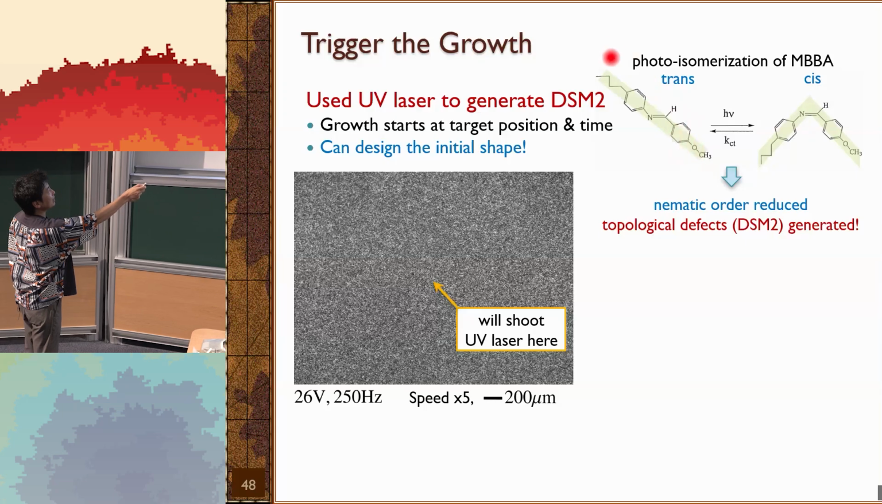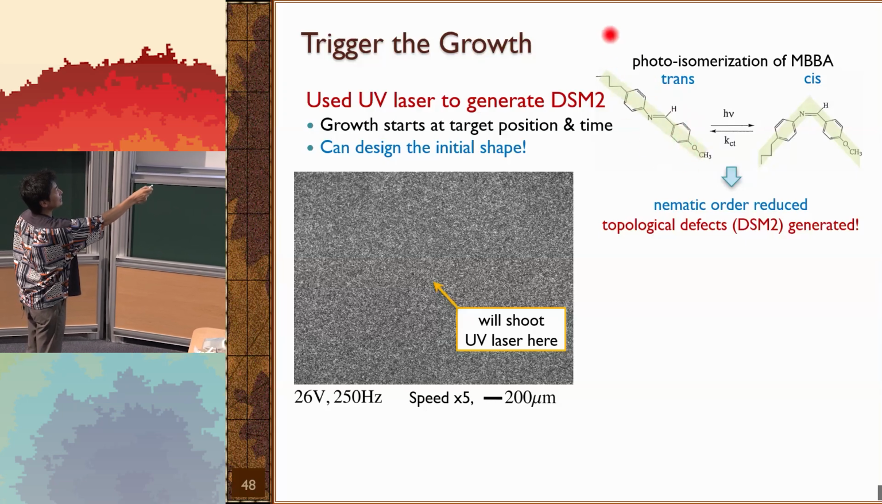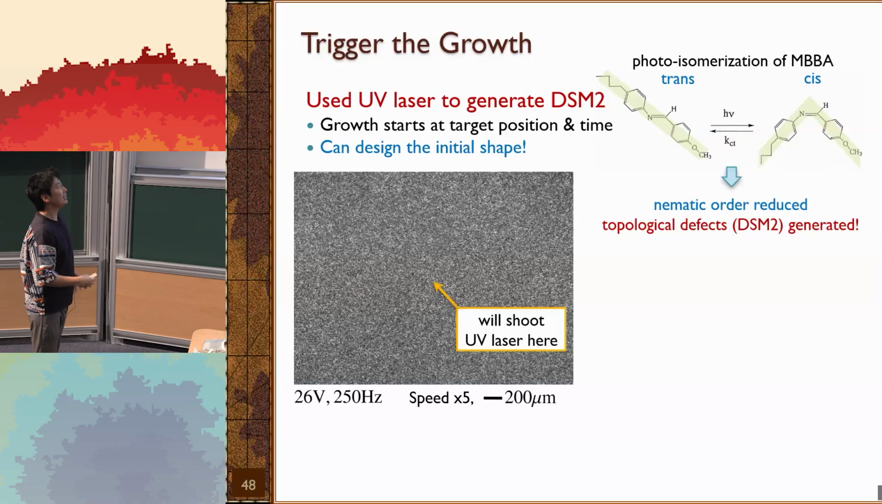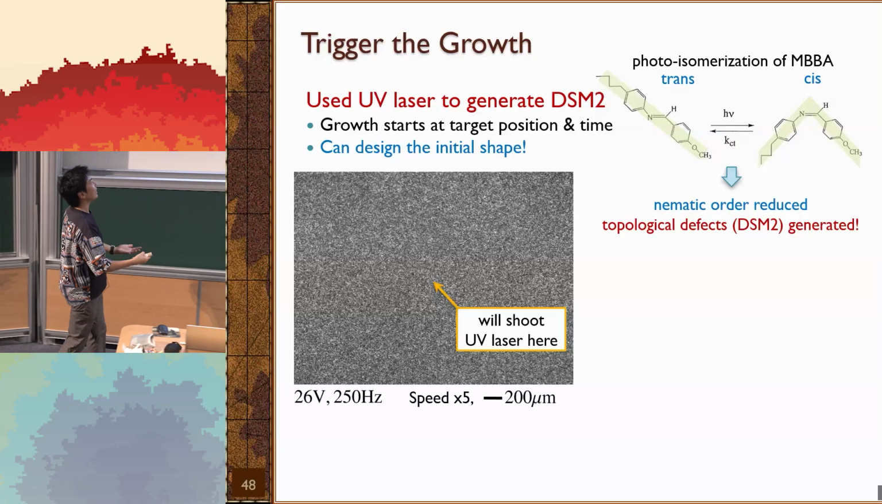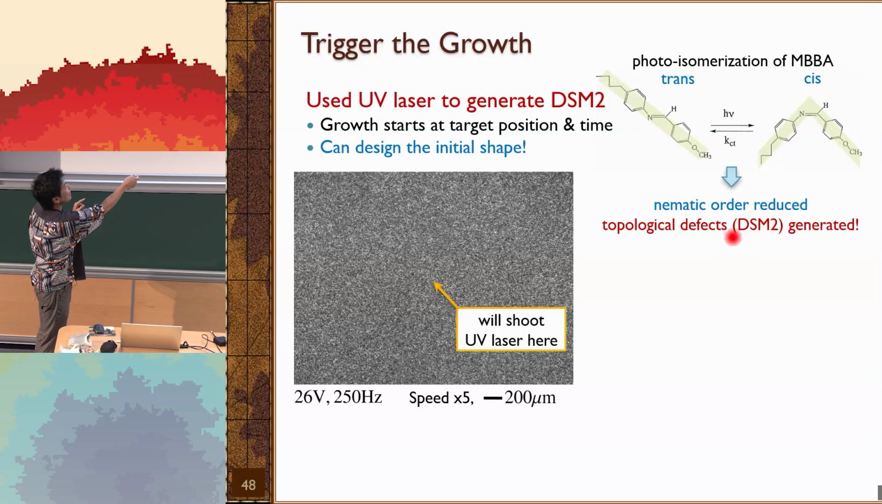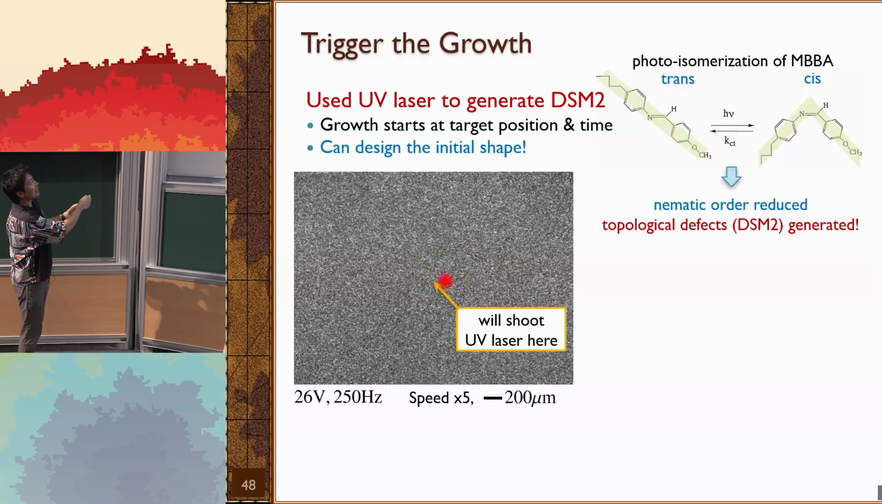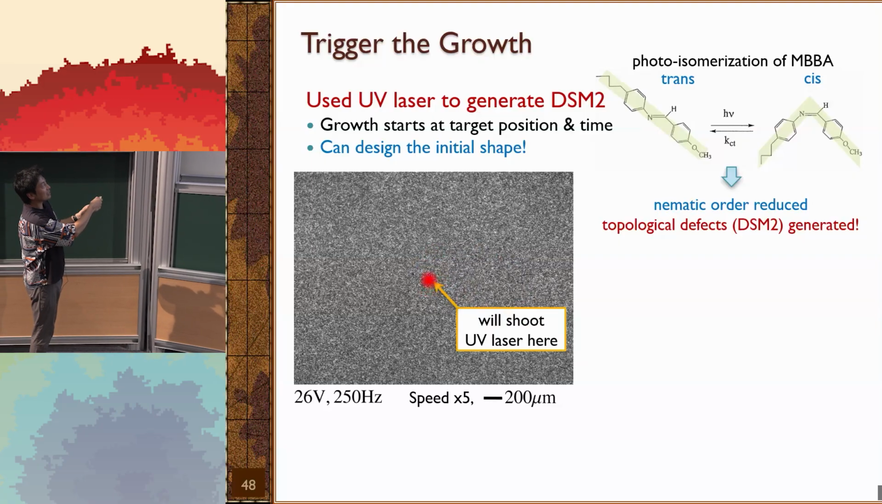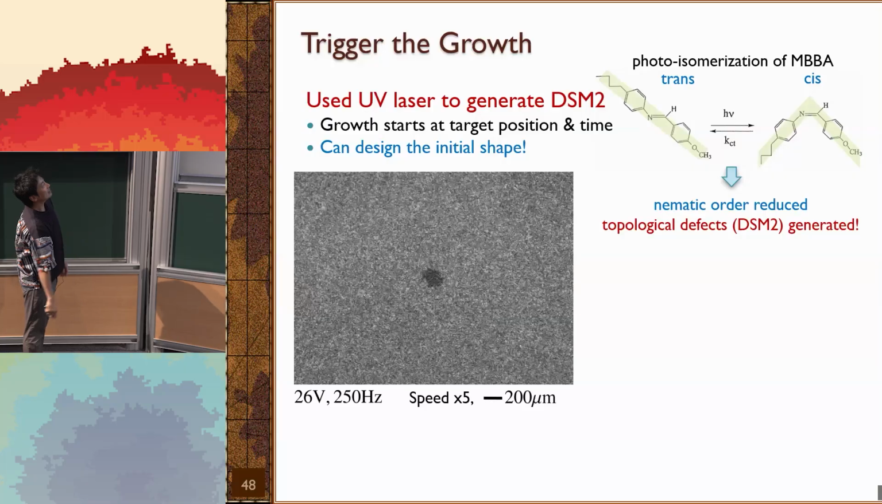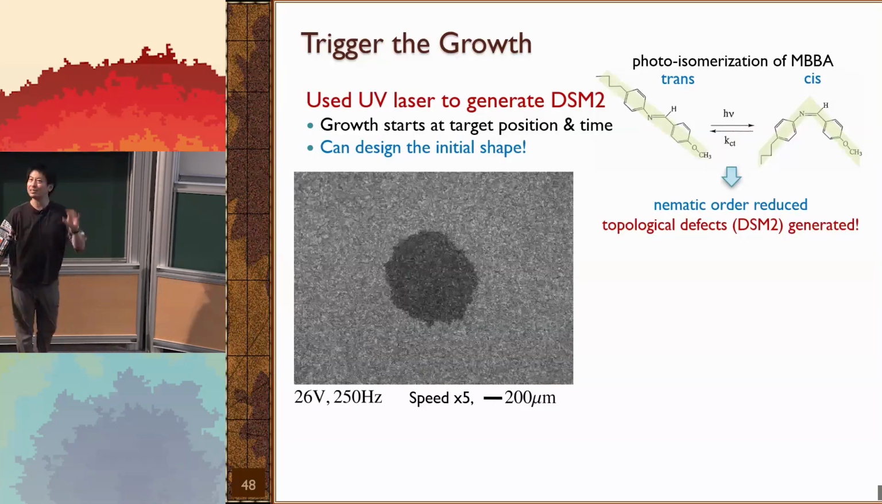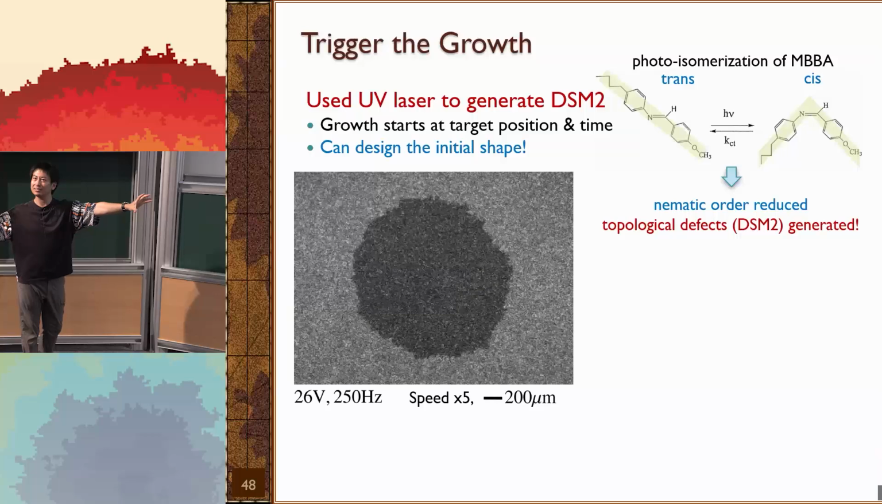Usually my liquid crystal molecule has a straight shape like this, but by irradiating UV light, the molecular shape changes to this kind of V shape. And so the nematic ordering is reduced, and it facilitates generation of topological defects. In this way, the growing turbulence is generated. So here, I will send a laser pulse to the center of the camera field. And this indeed generated a single growing cluster, a circular cluster.